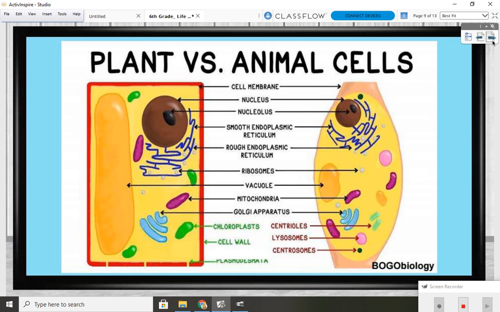Here is a diagram that shows a plant cell on the left and an animal cell on the right. And I really like this diagram because it color coordinates. The green goes with the plant at the bottom and the red goes with the animal on the right. And we didn't talk about some of those organelles previously, but that's okay.